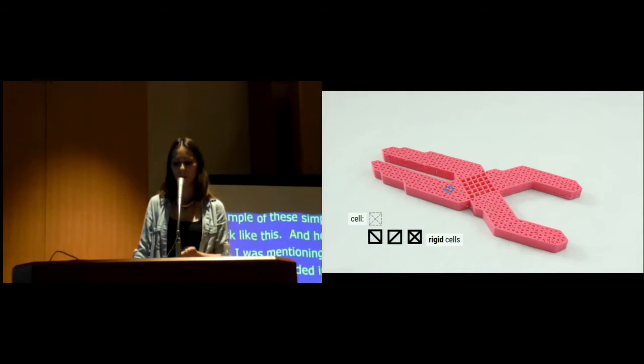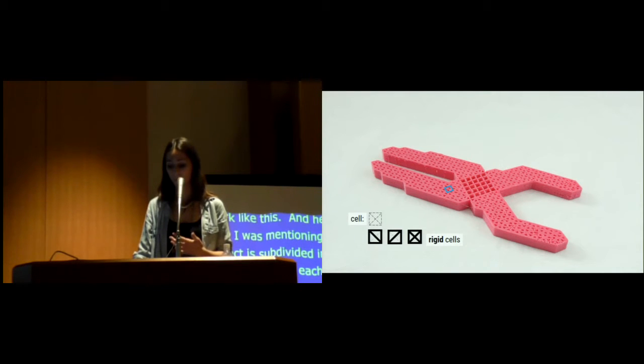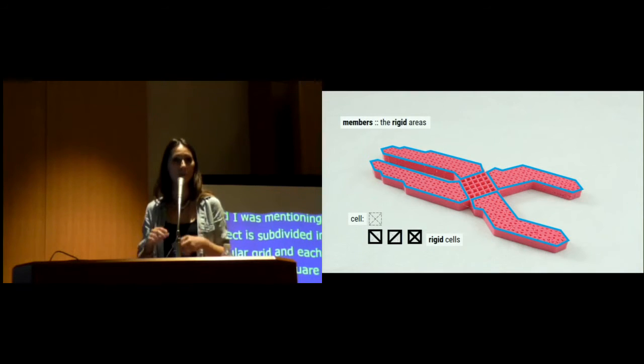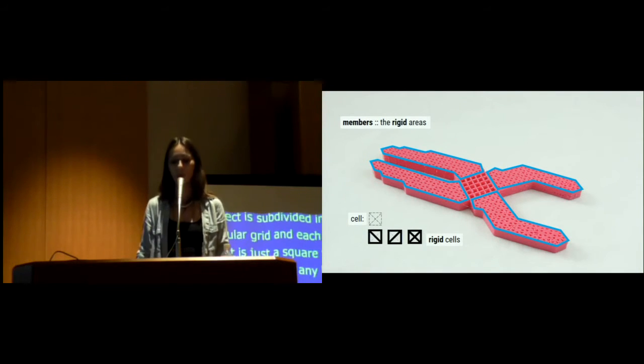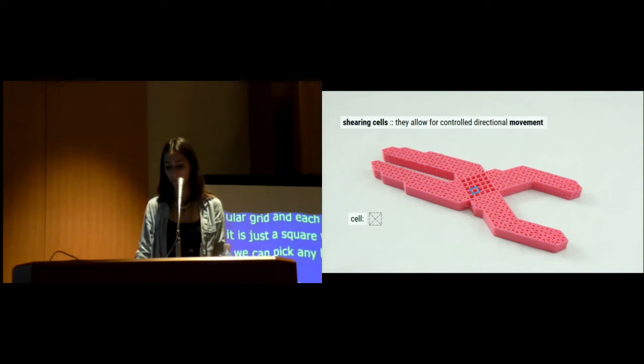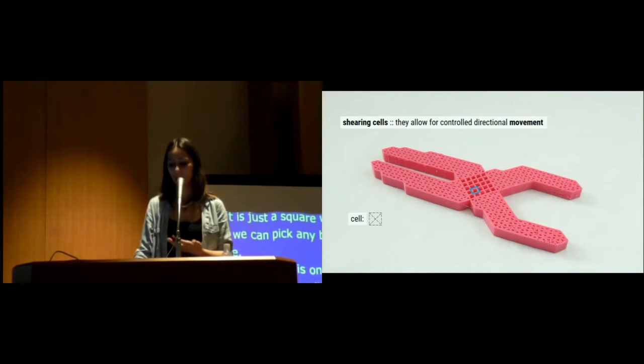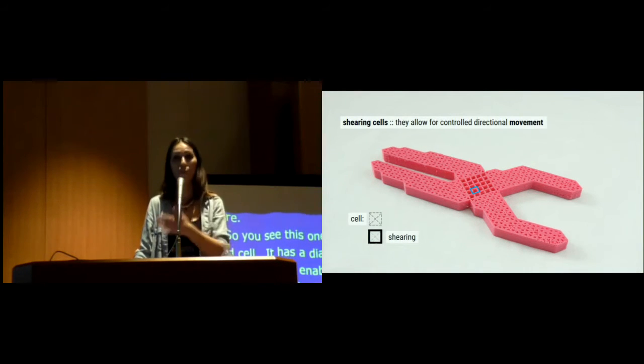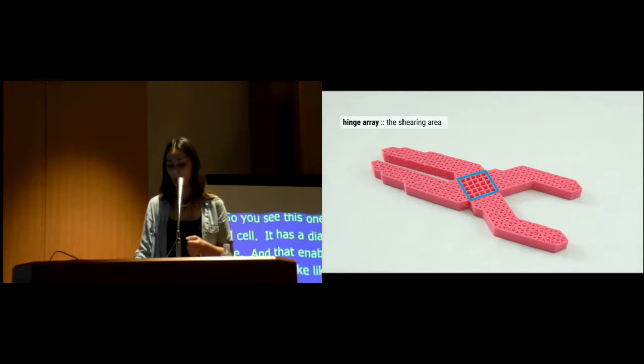So you see this one cell here. That is a rigid cell. It has a diagonal, so it won't move. And that enables us to model the material and make rigid areas, which we like to call members. In contrast to the rigid cell, you see the shearing cell that allows for a controlled directional movement. So the shearing cell has no diagonal, so it has more degrees of freedom, it can shear. And if we assemble more of these together, then we like to call this the hinge array.